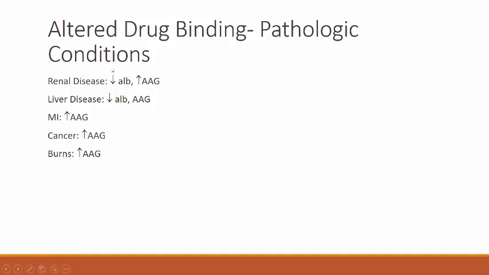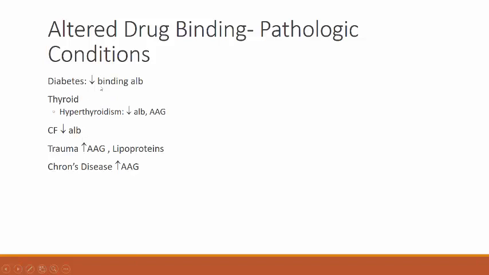Renal disease decreases albumin, increases AAG. Same with liver disease, we'll see decreases in both. This is where we make both these proteins, the liver. An MI, which is an acute myocardial infarction, which I think is now called acute cardiac injury, is an increase in AAG. Any type of cancer or burns is going to be times of trouble. So you're going to have that acute phase reactant released and increases in AAG.